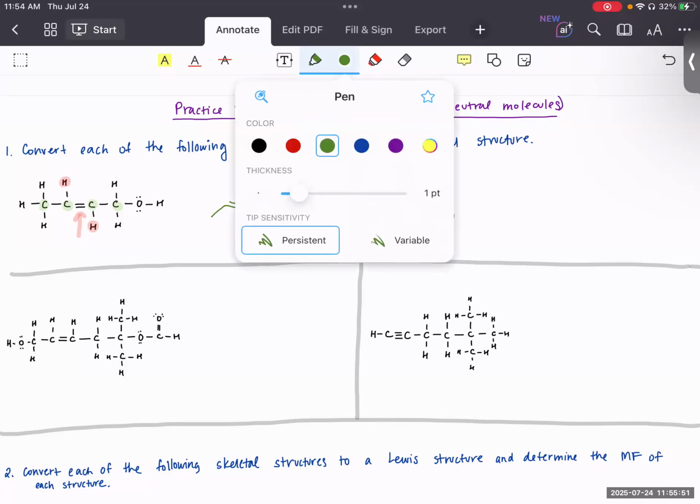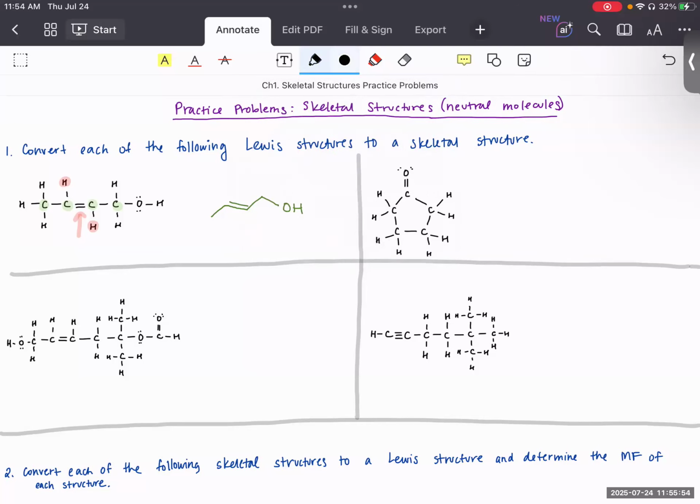And again, to double check, what we can do is just make sure that we have the same number of carbons, which is those 4 green ones in the middle.